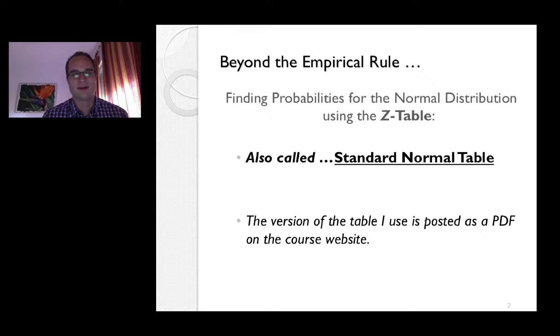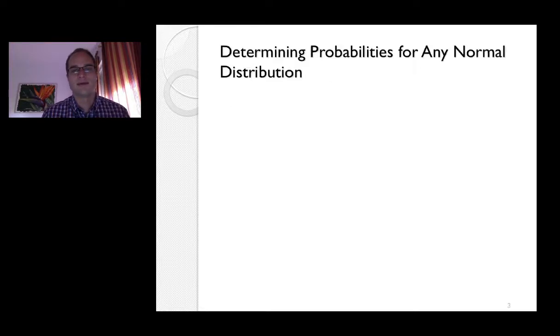The version of the table I use is the cumulative Z table. It's posted on the course website. It's found in the textbook, and I will begin now.